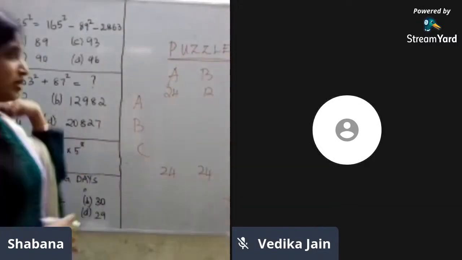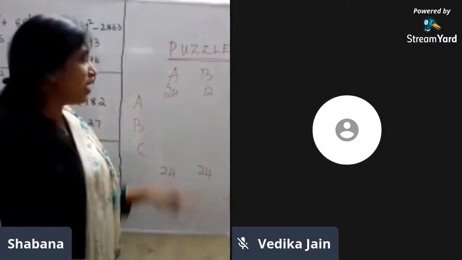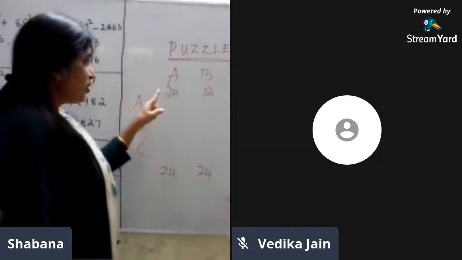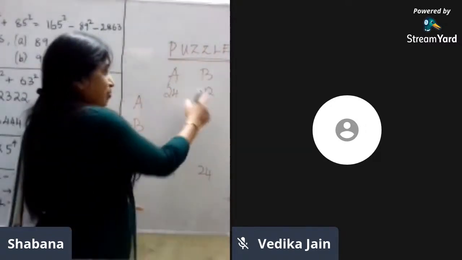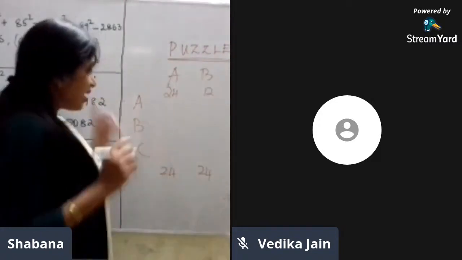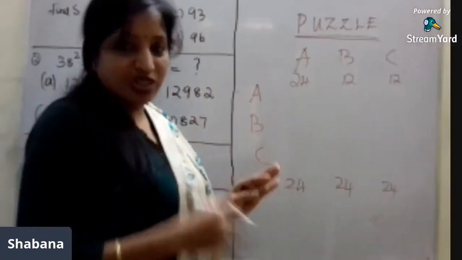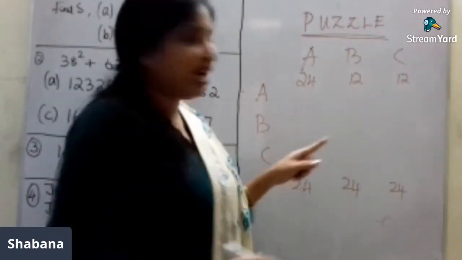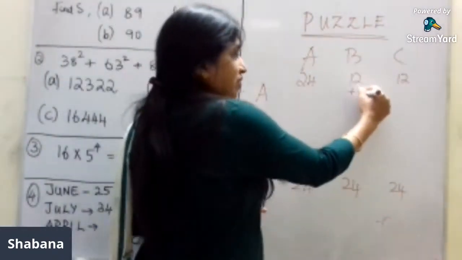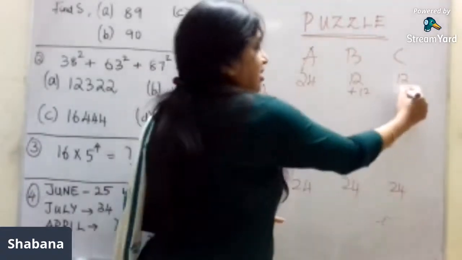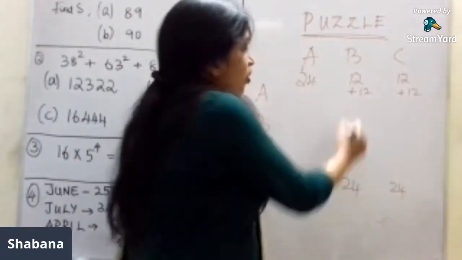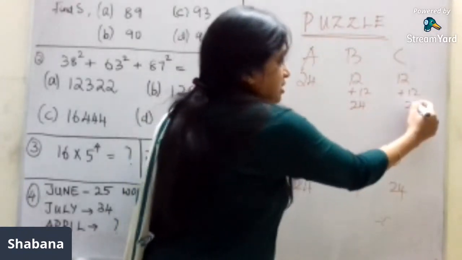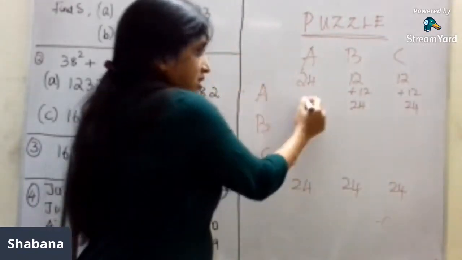Yes, let's just start with this number. So if this is the number in the beginning, A had 24 tractors and B had 12 tractors and C had 12 tractors. As I told you, A starts the transaction. So A gives as many tractors to B and C as they already have, which means A could have given another 12 tractors to B and another 12 tractors to C. So the number of tractors with B is 24, with C is 24, and with A is 0.